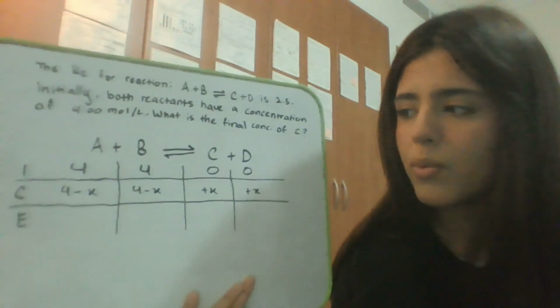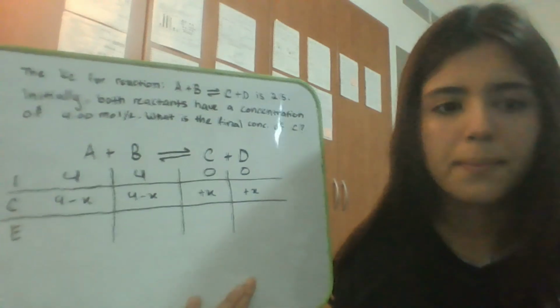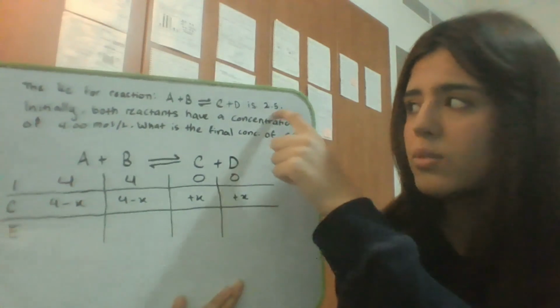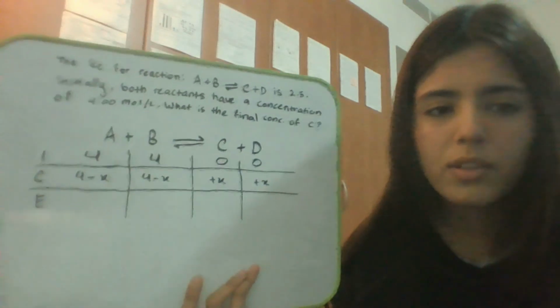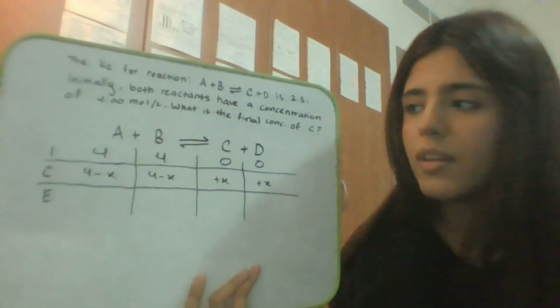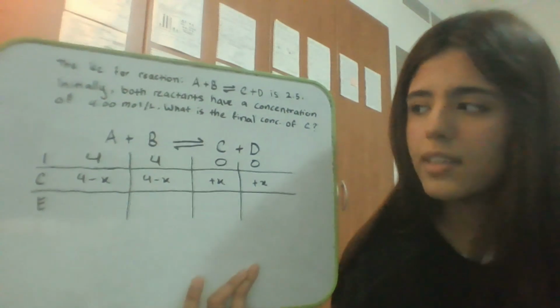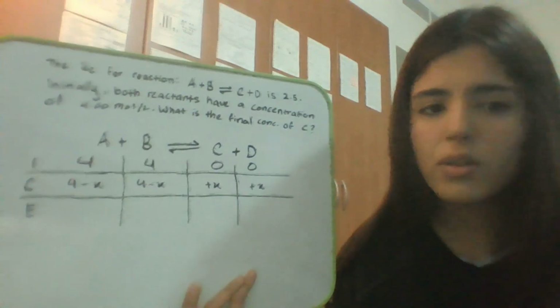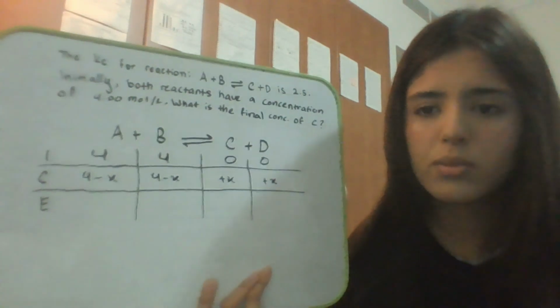And now what we want to find is the final concentration for C, and we are given the Kc value. So I made this video assuming you guys know how the Kc expression works, but if you don't know, then I'm going to make a separate video about that after this one. But the Kc expression is basically just the ratio of the products over the reactants. Okay, so I'm going to show you guys that.